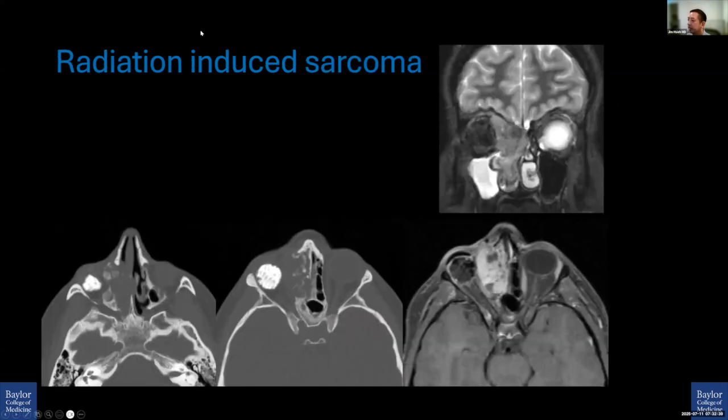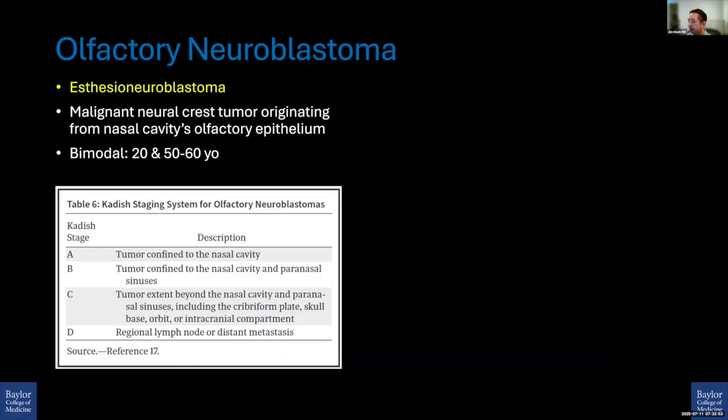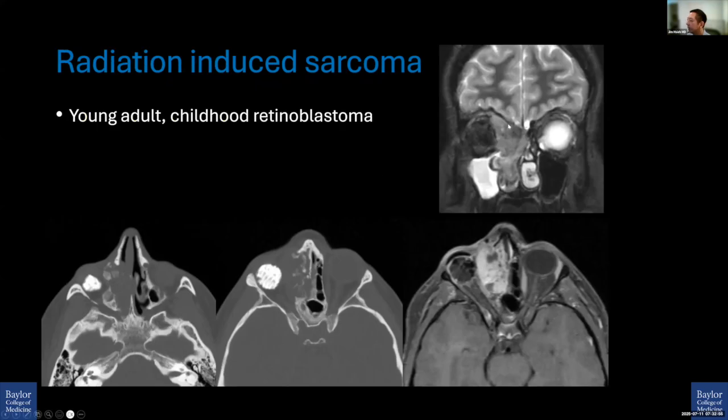Here is a case of radiation-induced sarcoma. You can see this was a young adult who had childhood retinoblastoma and had the right orbital exenteration. Here's the prosthesis. And we can see here this sinonasal mass on the right. These are the trapped secretions, and we see a heterogeneous enhancing mass here in the right ethmoid air cells.